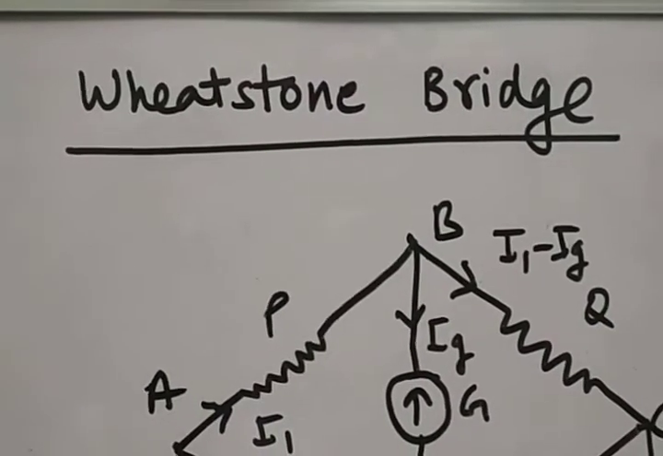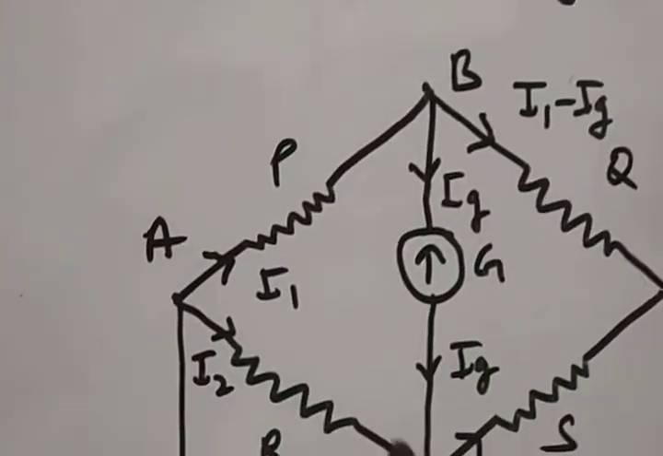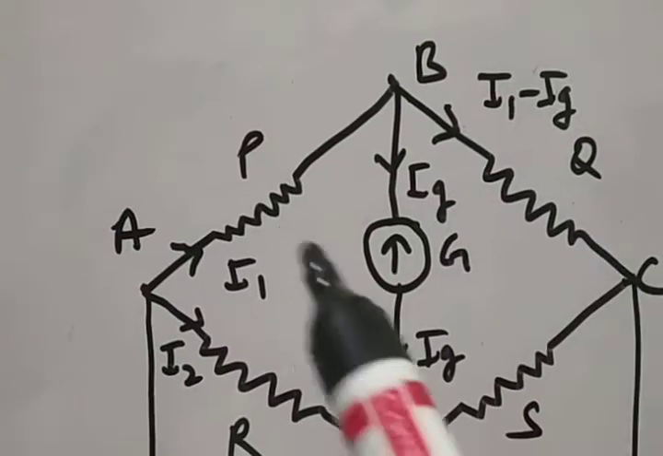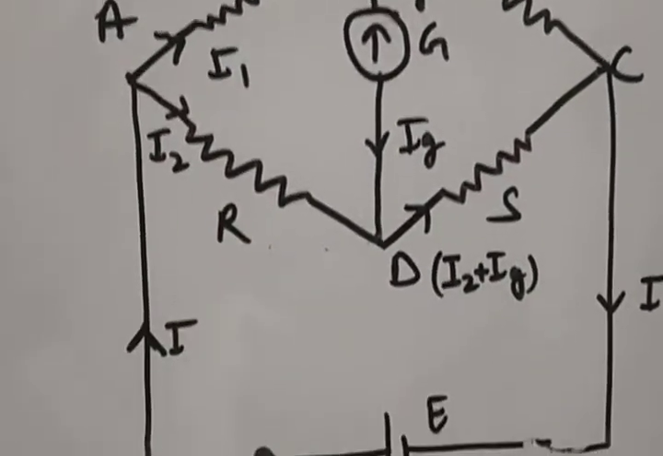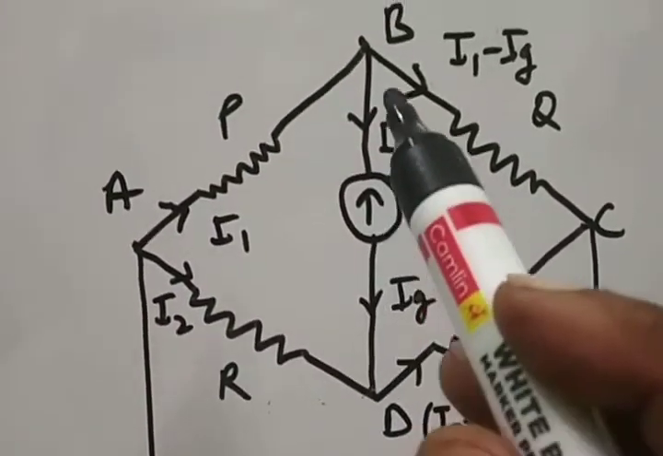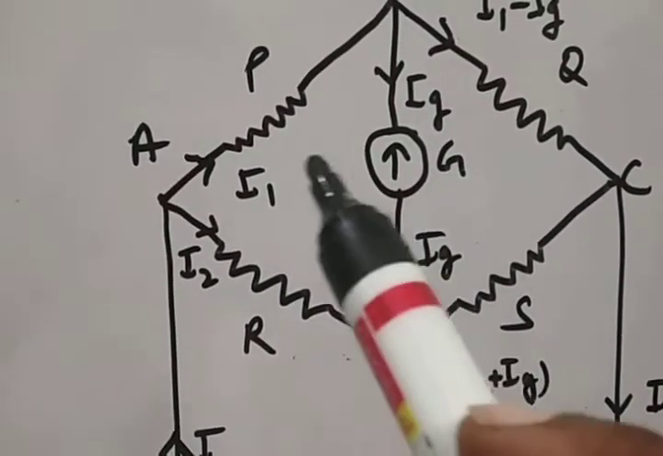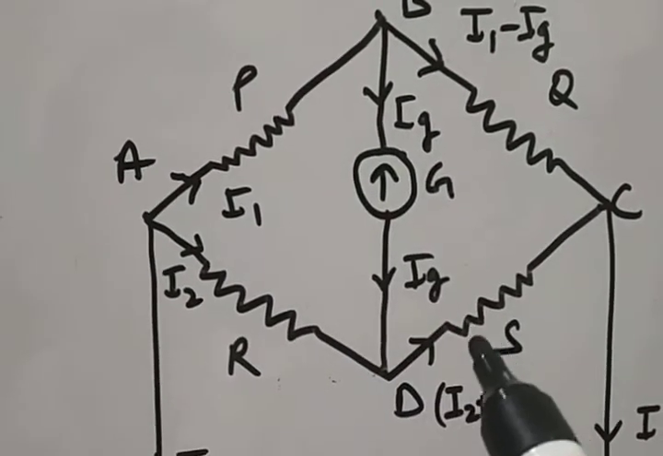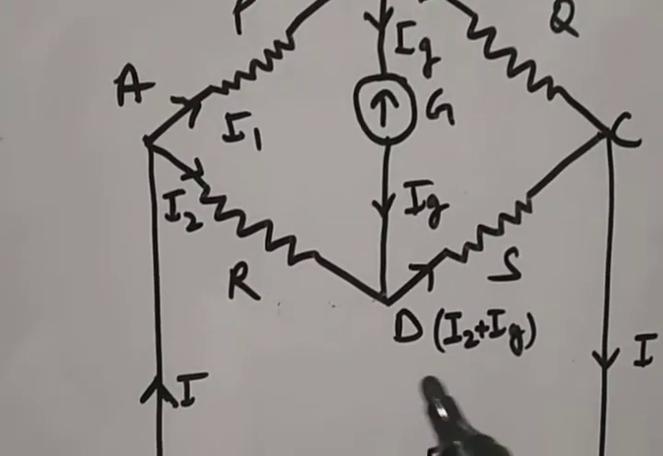We will discuss the Wheatstone bridge principle. So first of all, what is a Wheatstone bridge? If four resistors having the resistances P, Q, R and S are arranged in such a way that this is connected to the cell and there is a galvanometer between these two points B and D, then this arrangement is called a Wheatstone bridge.